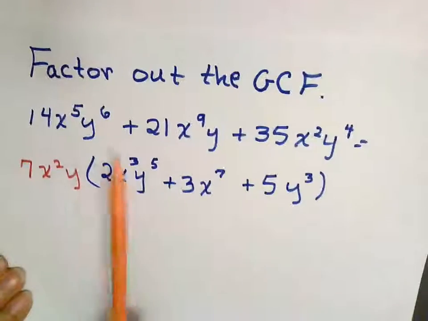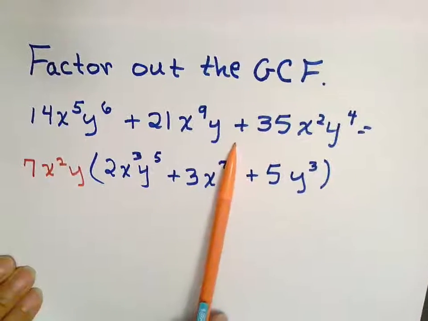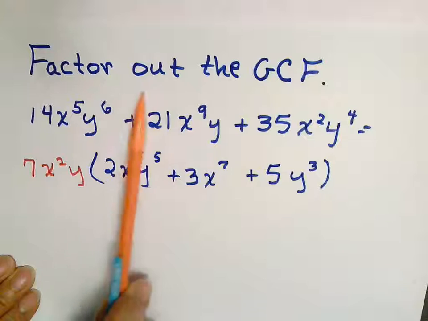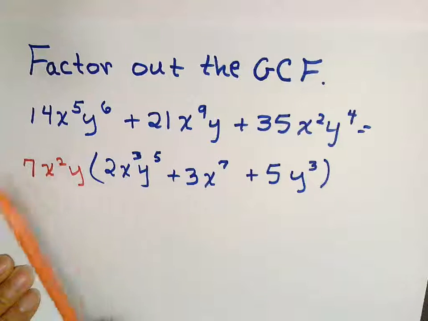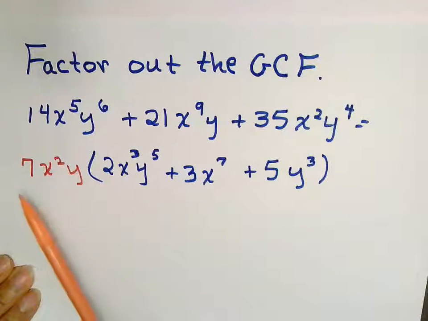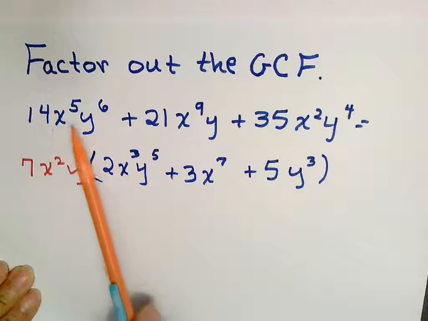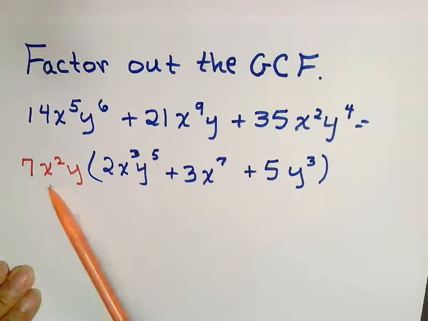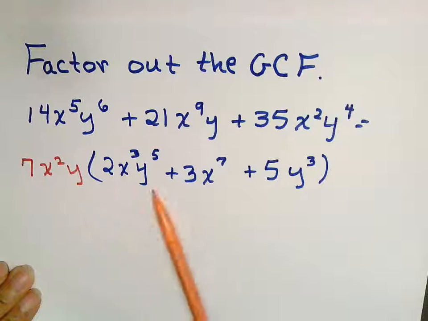I'm going to put plus signs where the commas were, and I'm going to say factor out the greatest common factor. When I factor out the greatest common factor, which is a 7x squared y, what I'm really doing, I'm dividing each one of these terms by this greatest common factor to get what's inside of the parentheses. So let's look at that.